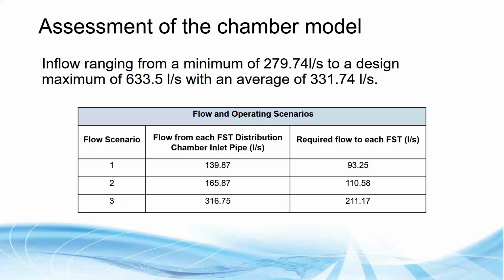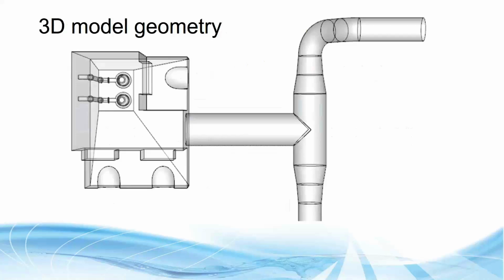The chamber has 3 different inflows: a minimum of 280 litres per second, a maximum of 633 litres per second, and then an average of 332. The chamber has 2 different inlet pipes which are joined together at a T section, so the required flow over each weir for each inflow scenario were 93, 110 and 211. So finally you can see this is the model geometry that was used.